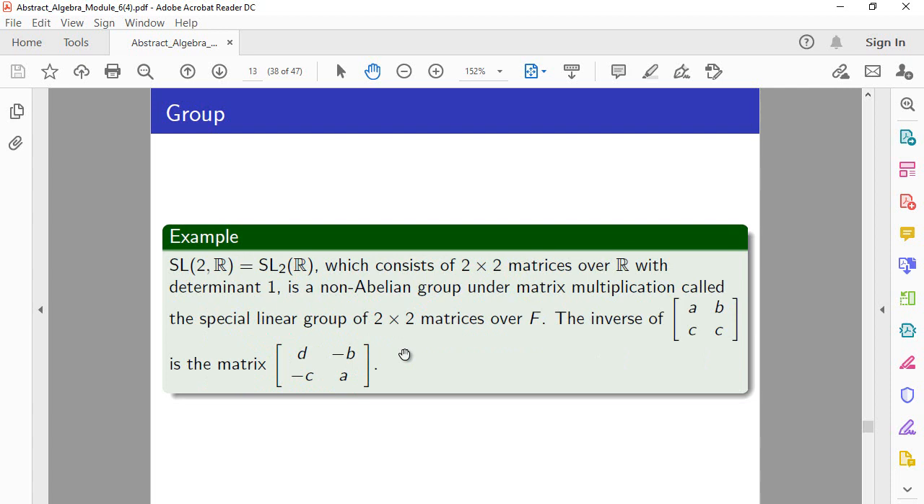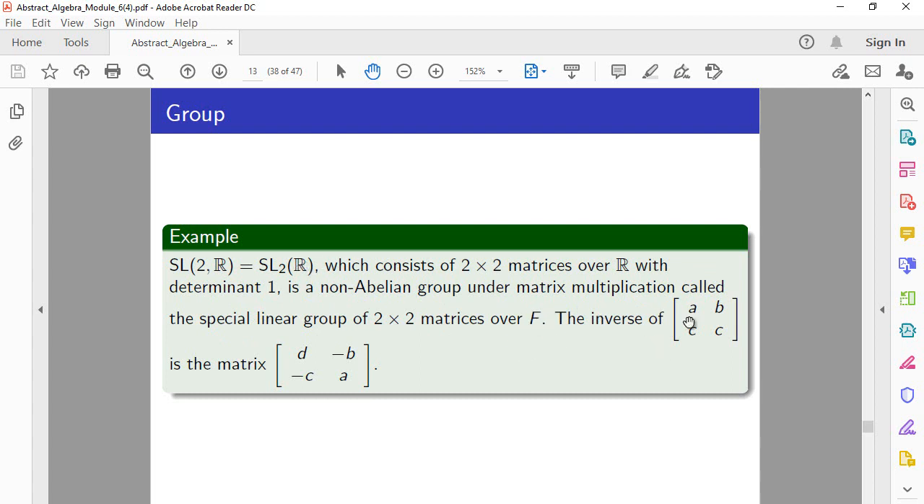SL2 of R is the set of all 2 by 2 matrices over R with determinant 1. This is going to be a non-abelian group under matrix multiplication. It's called the special linear group of 2 by 2 matrices over the set of real numbers. This shouldn't be an F; this should be the set of real numbers here.